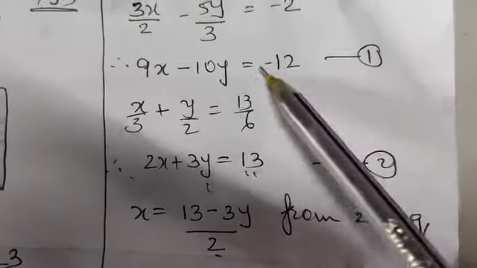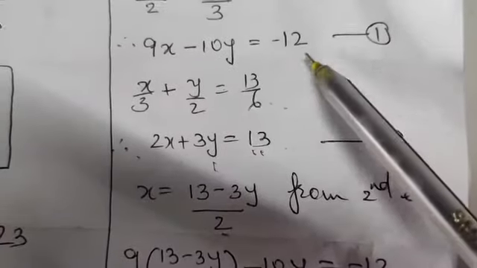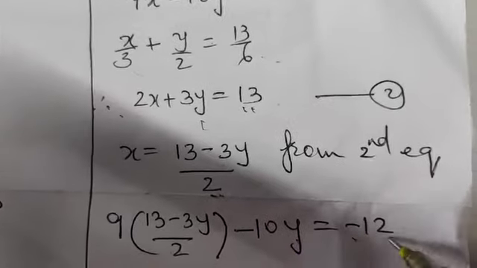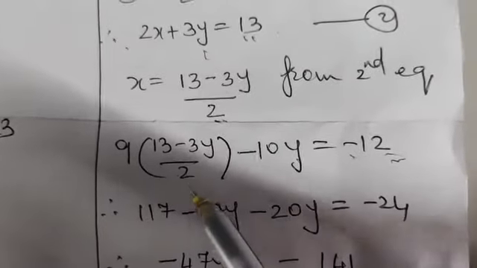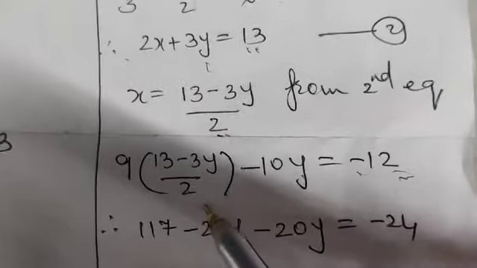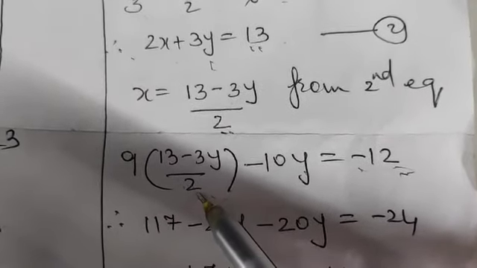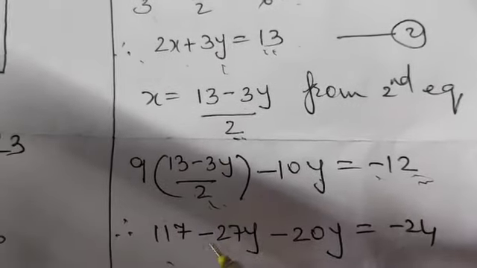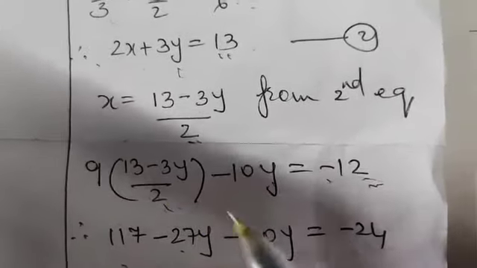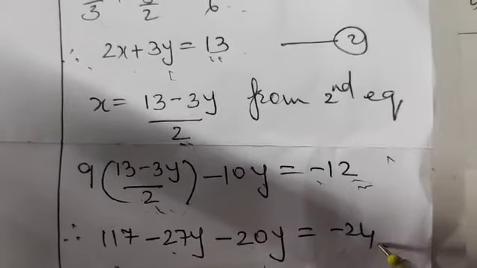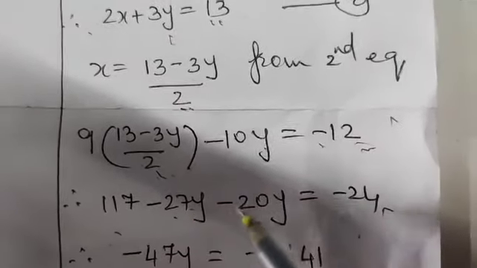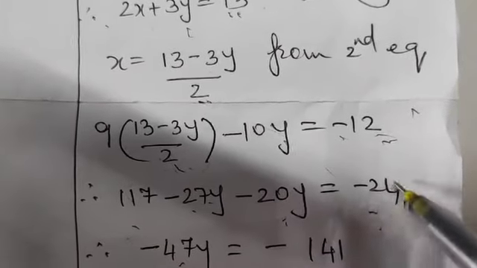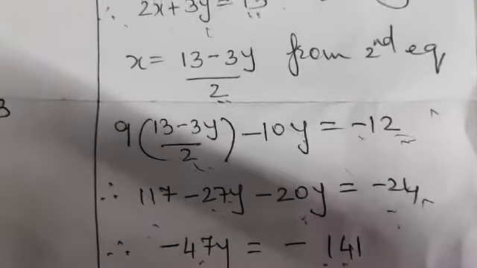Now this I am going to substitute in the first one. First one is 9x minus 10y is minus 12. So 9x value I substituted, minus 10y is minus 12. This time 2 and 9 they are not divisible. So you cannot divide it, you will have to go by the LCM method. So 13 9s are 117, 3 9s are 27, 2 10s are 20 and 2 12s are 24 with the respective sign. So 27 and 20 gives me 47y negative. 117 on the other side will be added up to 24, so it will become minus 141.